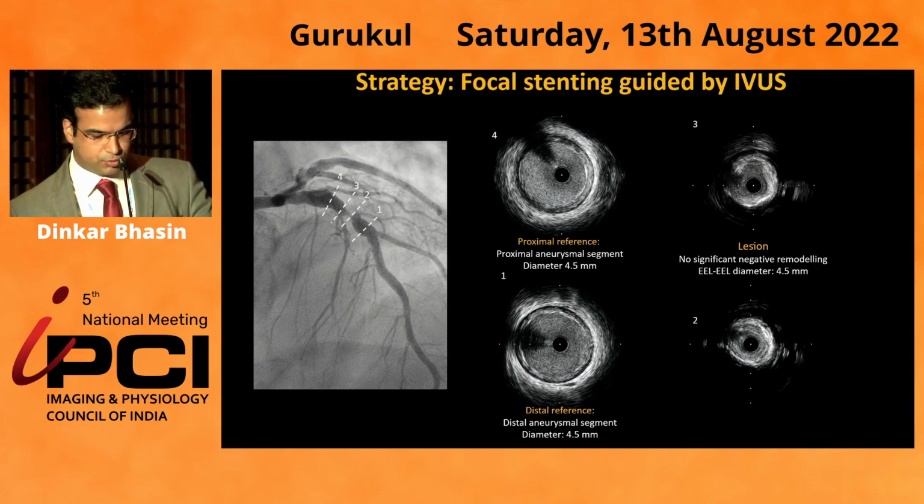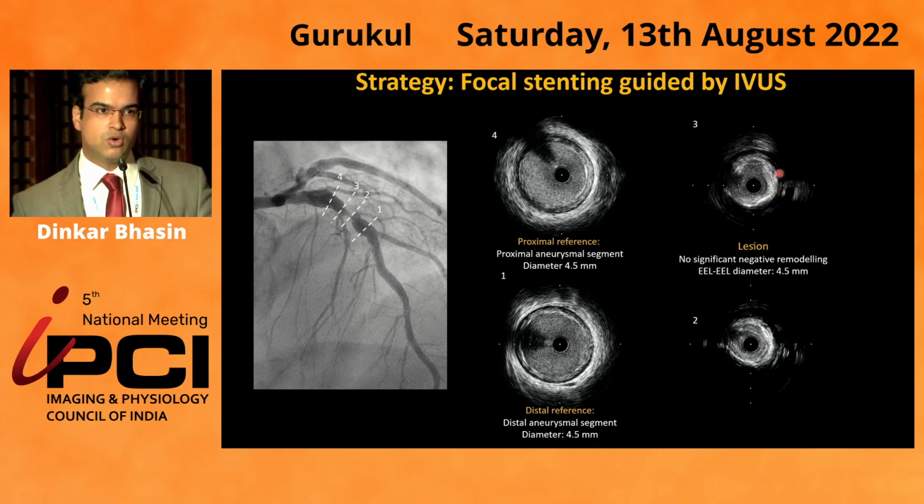So coming from distal to proximal, we have the distal reference marked 1 here. It is a luminal diameter of 4.5. The tight stenotic segment, which morphology-wise has some calcium, has higher attenuated plaque. We don't want to be very aggressive with pre-dilatation or post-dilatation because of distal embolism. And it is important to note in such a lesion whether there is significant negative remodeling. So aneurysmal segments are large in size, but we don't know the actual reference.